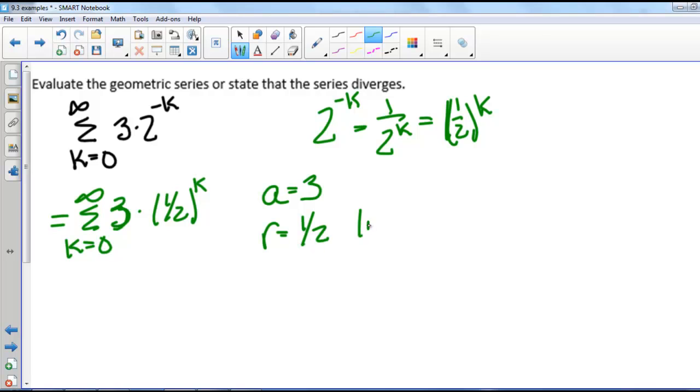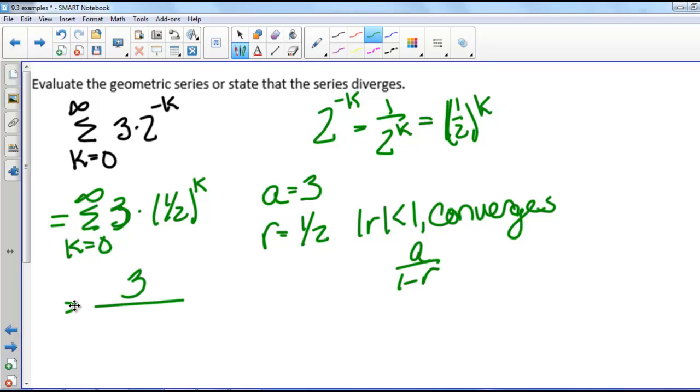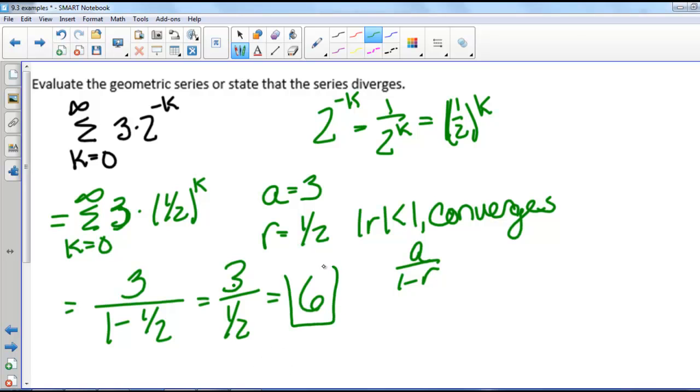So since r is 1/2, the absolute value of r is less than 1, so our series converges, and it converges to a over 1 minus r. So a is 3 and r is 1/2, so 3 over 1 minus 1/2, and that is 3 divided by 1/2, which is 6. So our series converges to 6.